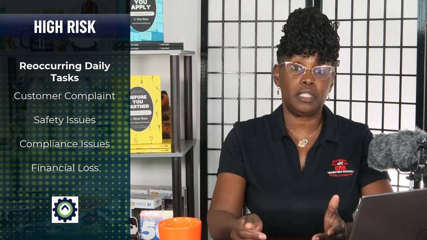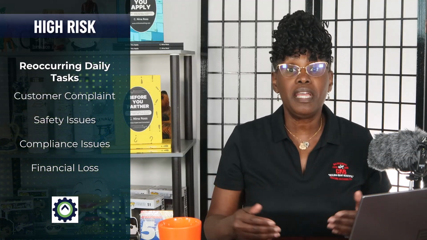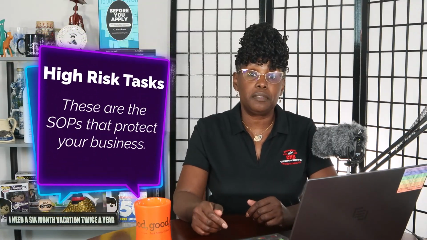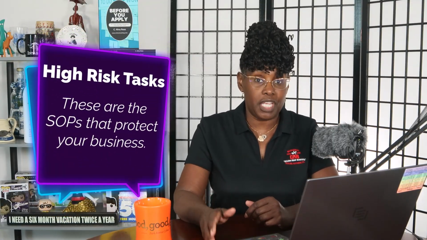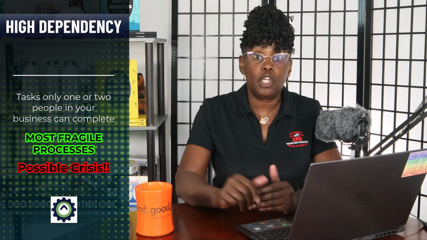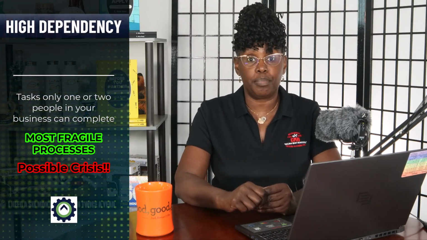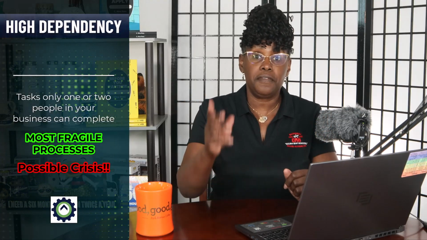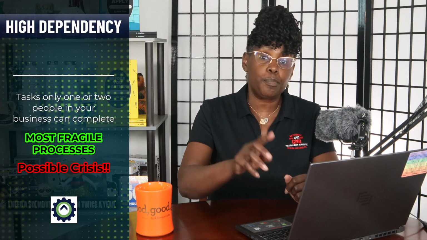High risk. What processes, if done incorrectly, could create a customer complaint, a safety issue, a compliance problem, or a financial loss? Document these early. These are the SOPs that protect your business. High dependency. Which tasks can only 1 or 2 people in your business complete? Those are your most fragile processes. If the person who knows how to perform that SOP leaves, you have a crisis on your hands.